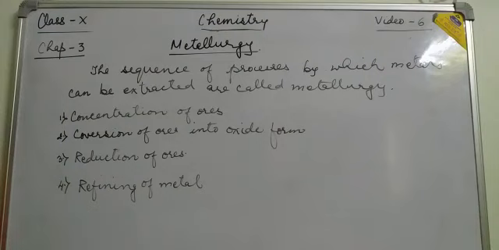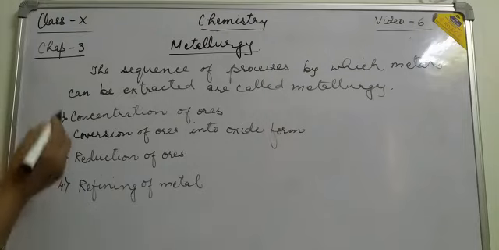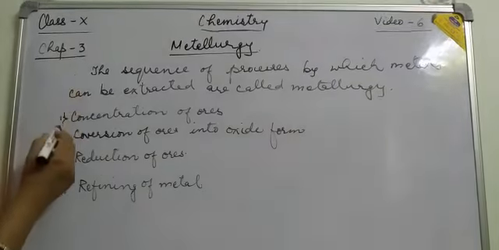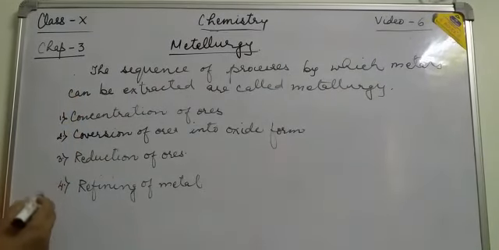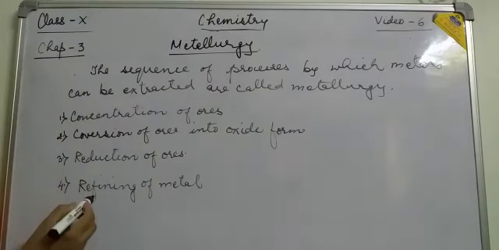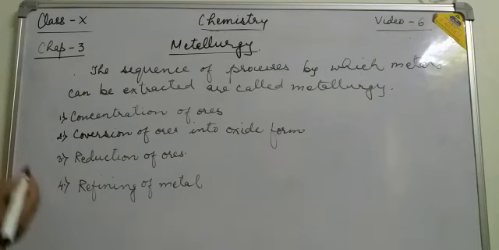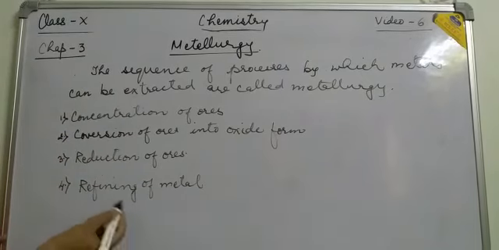If the question is to write what is metallurgy and write its processes, this is a 3-mark question: 1 mark for the definition and 2 marks for the processes. So you must write all these things, the definition and the processes, in this question. Start from the concentration of ores.